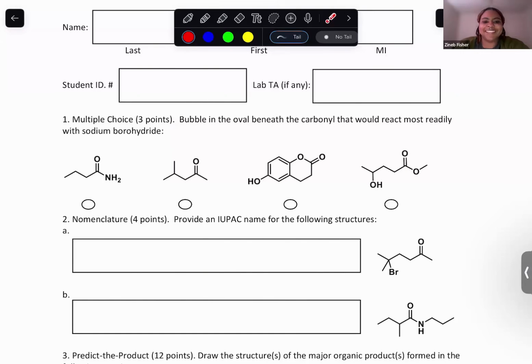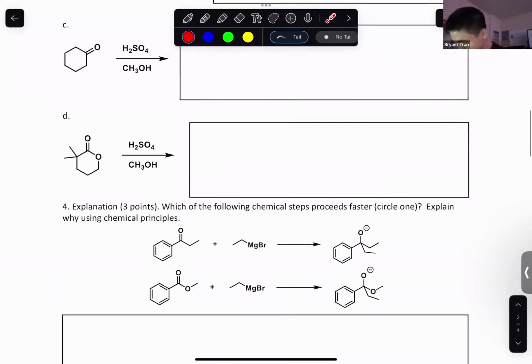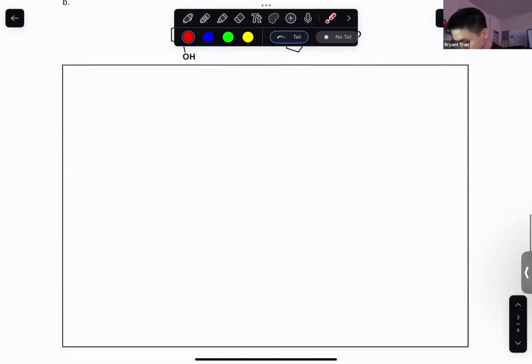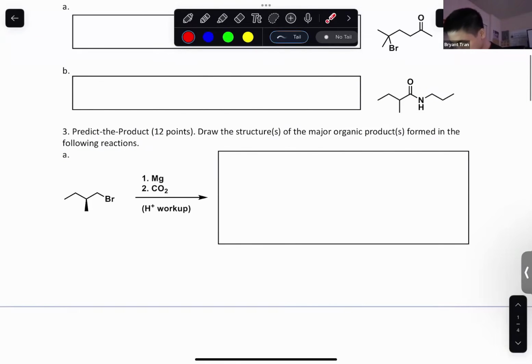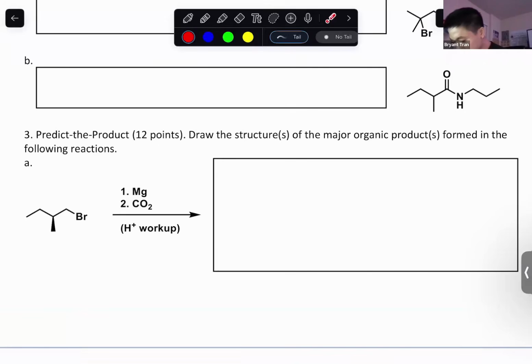Okay, so pretty much what I wanted to focus on the most was the predict the product section and the showing the mechanism questions. So questions 5 and 3. Okay. So for predict the product, let's start with 3A.